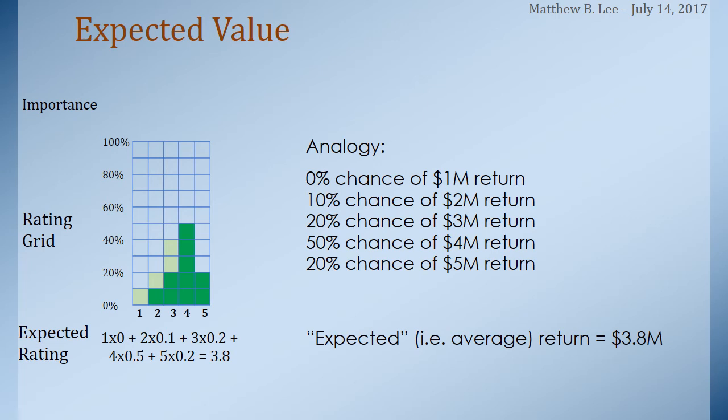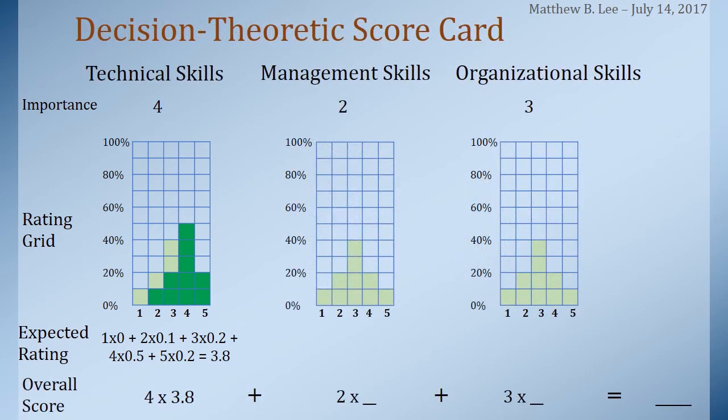investment yields $3.8 million. The analogy with an investment is apt because a hire is a kind of investment. It cannot be predicted with certainty how successful a candidate will be if hired, so we have to look for the candidate who is the best bet, that is, the candidate whose average performance across the possible outcomes is highest. That is why the Decision-Theoretic Scorecard uses an expected rating that incorporates multiple possibilities rather than a single rating, which would essentially just be a guess at how the candidate will perform.